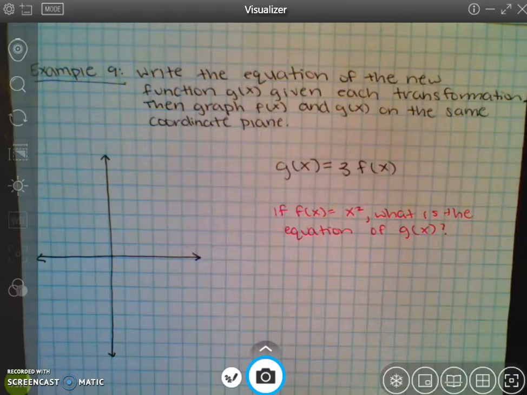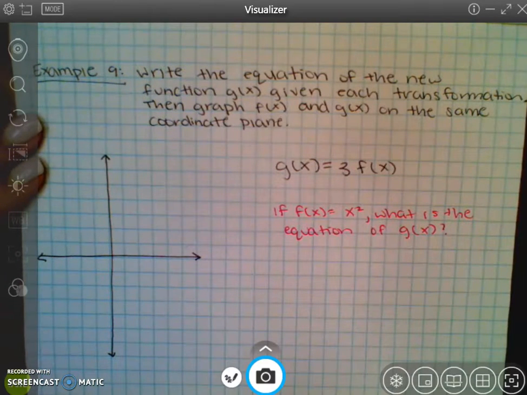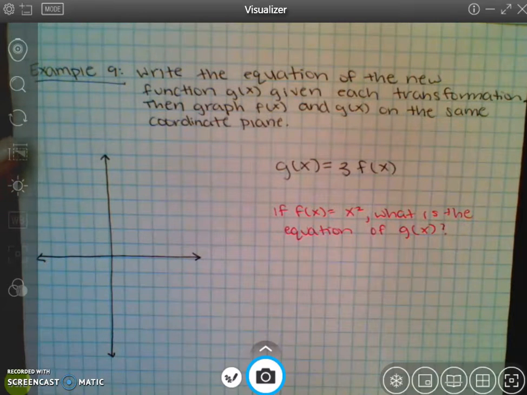Hey guys, so these are examples 9 and 10 from the notes for today. So the first one is example 9. Mine might look a little different than yours. My printer ran out of ink, so I just wrote it on paper.